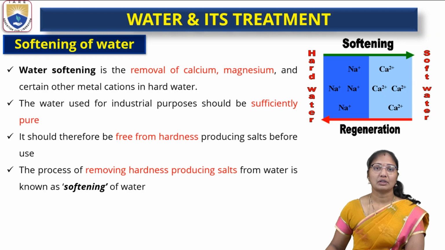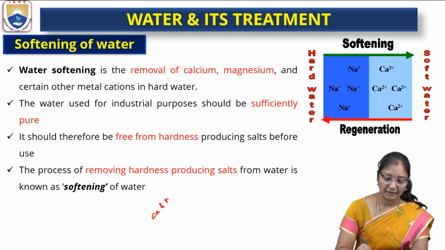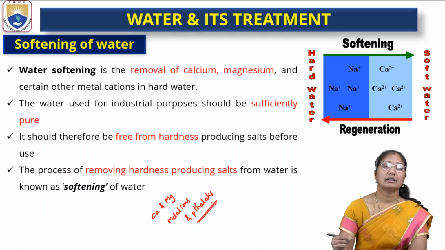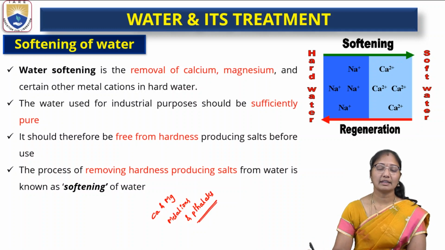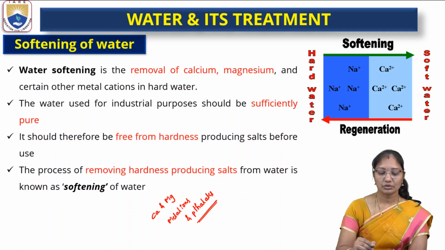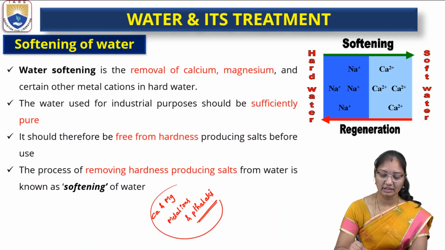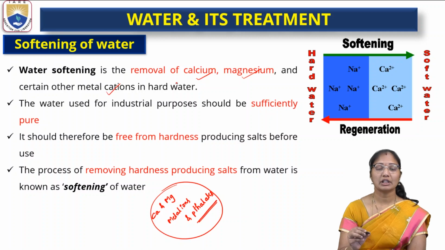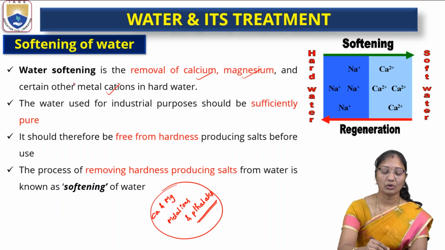So, the softening of water. Why should water be softened? The hardness of the water is due to the presence of calcium and magnesium salts as well as metal ions, like chlorides and sulfates. These are all the metal cations which cause hardness in water. Water softening is the removal of all these ions, like calcium, magnesium and metal cations, from hard water.